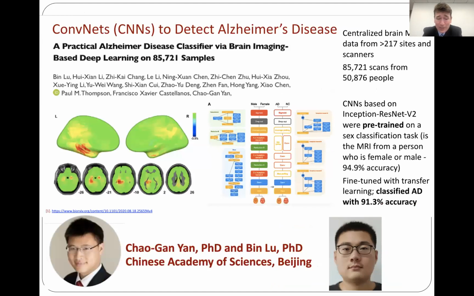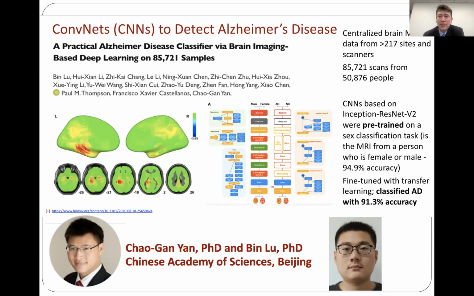A really remarkable study by Xiaogan Yan and Bin Lu at Chinese Academy of Sciences in Beijing aggregated data from 217 scanners, 85,000 brain scans from 50,000 people. And they trained an artificial neural network, again a CNN, that was based on the Inception ResNet version 2 network to detect Alzheimer's disease. It's again a classifier.